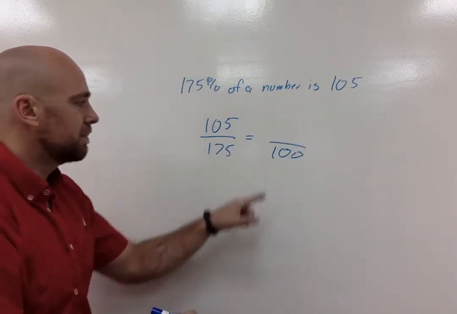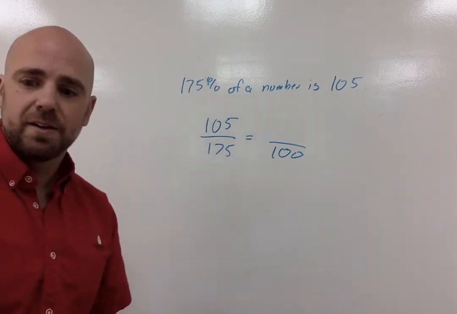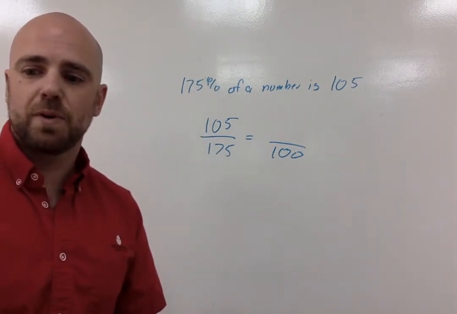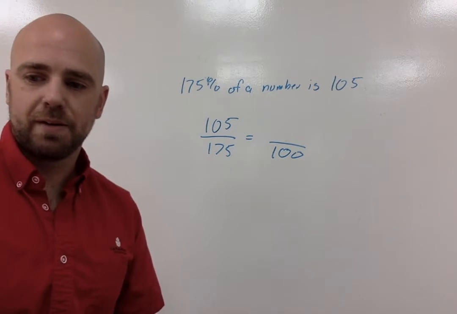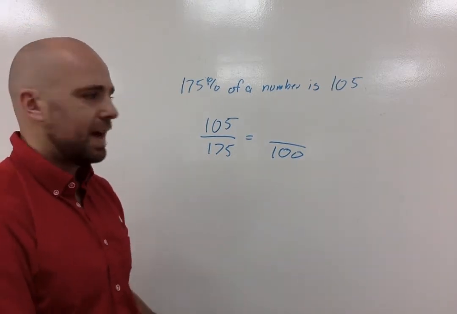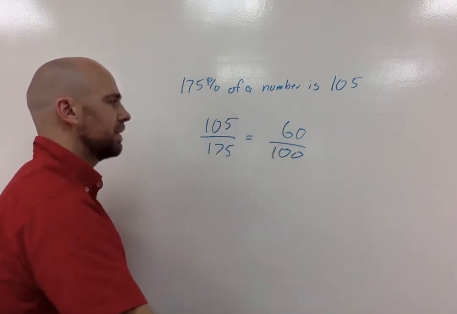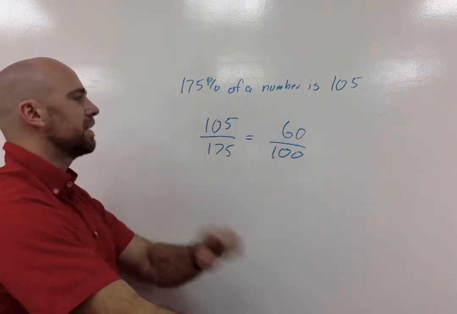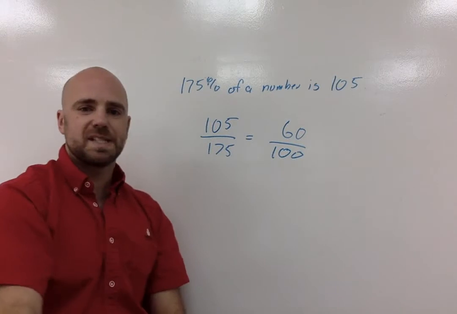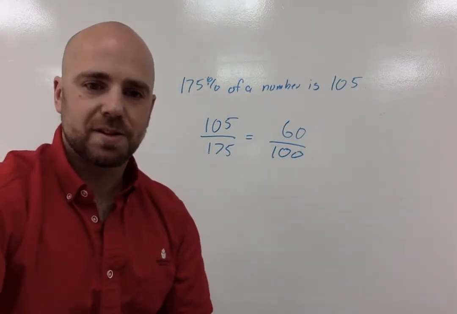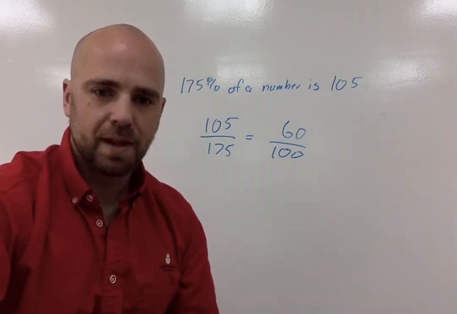Okay, I'm going to do the same thing, cross multiply and divide. So 100 times 105 divided by 175, and I end up getting 60. So if I go 105 divided by 60, I'm going to get 1.75 as my answer. Okay, let's try this one.